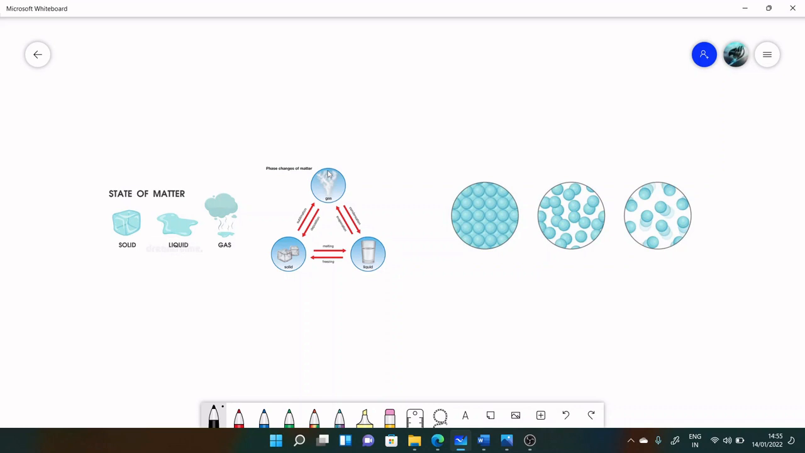Let's take a look at a video to better understand the movement of particles when temperature is increased.